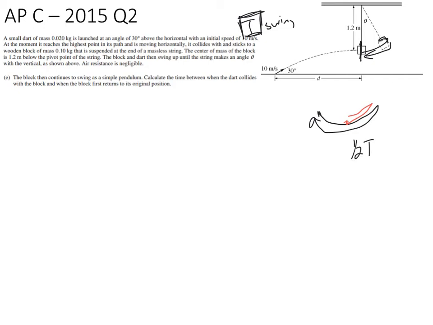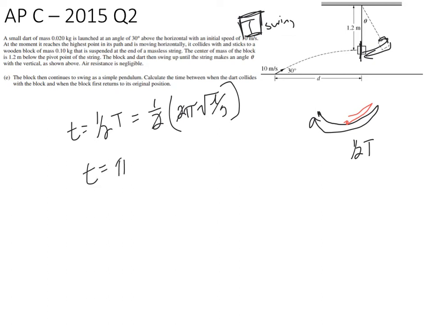So the time is half the period of a pendulum, and if you look in the reference table, the period of a pendulum is 2 pi root L over g. Plug and chug, 1.2 divided by 10.